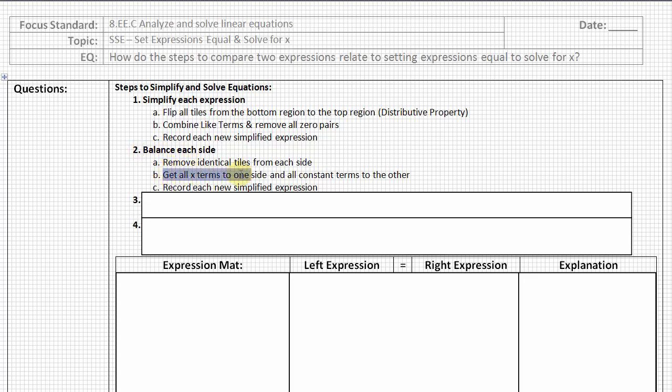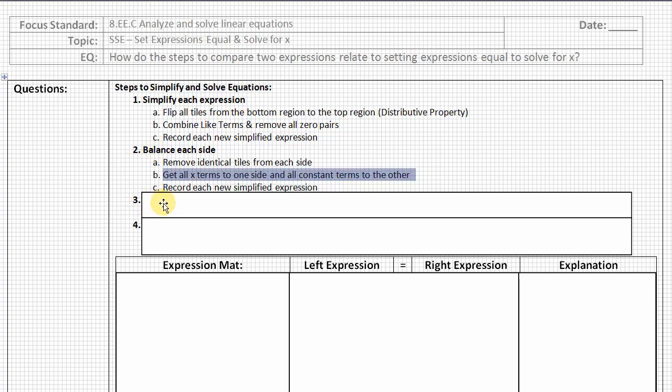There is one more step that we're going to add in, and that's right here on step B under balance, which would be to get all the x terms or all the variable terms to one side of the equation and get all the constant, all those number terms to the other side. So if we want to separate the different types of terms on either side, all doing balancing moves. So what I do to one side, I also have to do to the other. And then that sets us up to be able to do this third step.